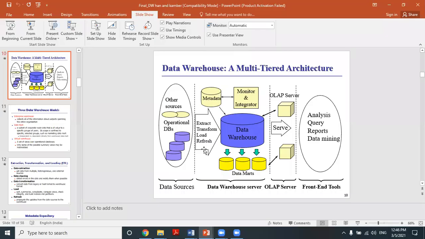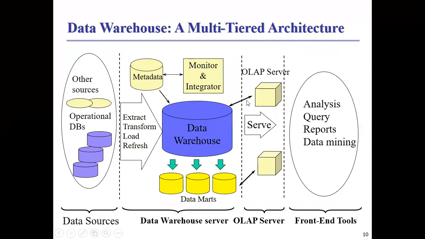So let's continue with the discussion. We were at the bottom tier, that is tier 3. We have completed the discussion about the bottom tier. Now we will move into the next tier, that is tier 2 or middle tier. I have already discussed the first tier, the top tier, that is front end tools, and I have completed the discussion about the bottom tier.